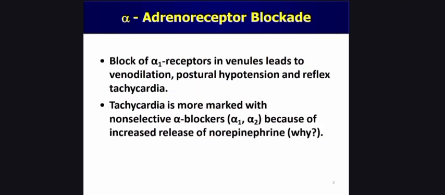What about the veins? Also in the veins, we have the alpha 1 receptors. Blocking them will lead to dilation of the veins and lowering of the blood pressure, especially in the veins, leading to something called postural hypotension. What does hypotension mean? Hypotension is a decrease in blood pressure. Why do we sometimes call it postural hypotension? Postural refers to the position of the person, right?